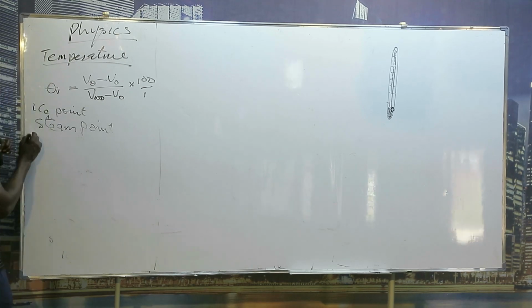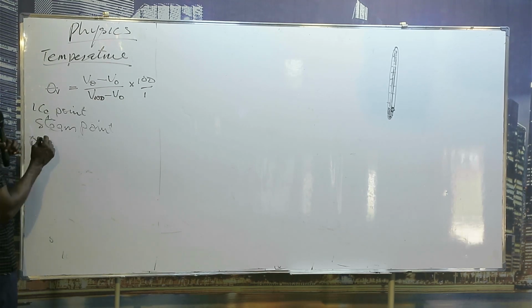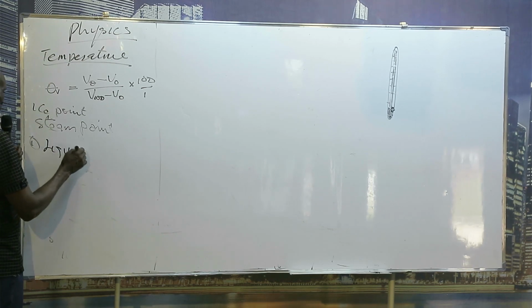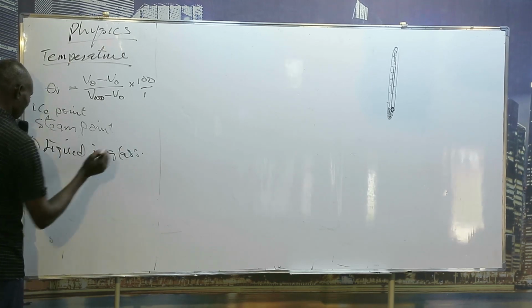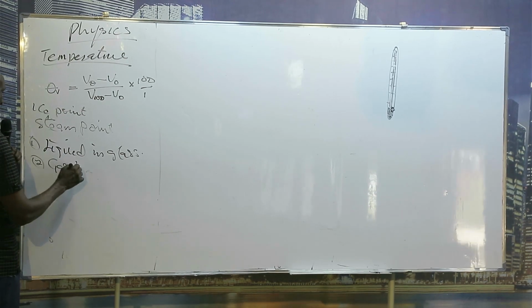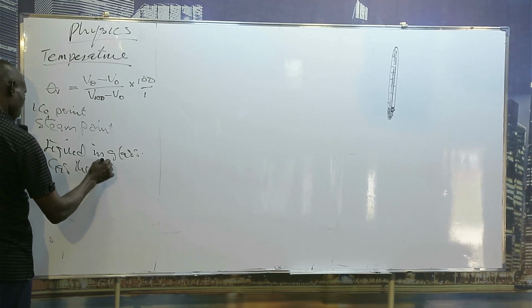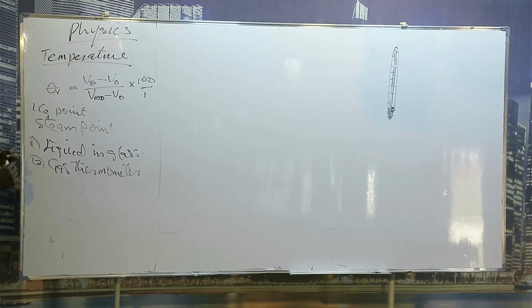The first one here is, what's the first thermometer? Liquid in glass. Okay? Liquid in glass. That's the first one. Now, number two is gas thermometer. Gas thermometer. That's number two.